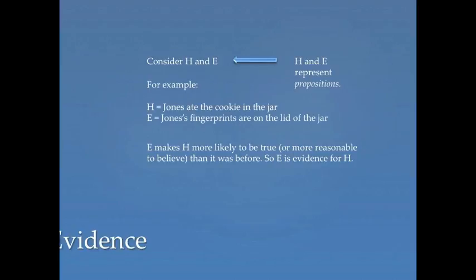Before you had this evidence, it might have been unlikely that Jones was the one who took the cookie, or maybe you just didn't know how likely it was that Jones took the cookie. But you find this bit of evidence, and now it's more reasonable to believe that he took the cookie. It doesn't prove that he took the cookie. You don't have certainty that he took the cookie, but it's just a little bit more reasonable to believe than it was before. So in virtue of all of this, E is evidence for H.